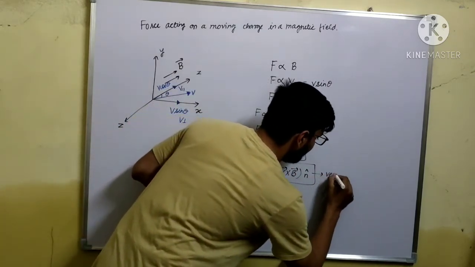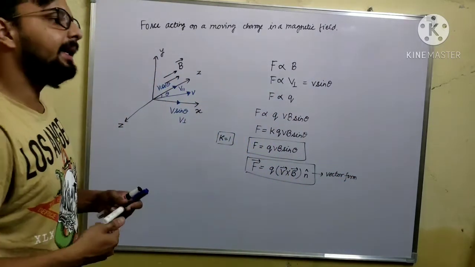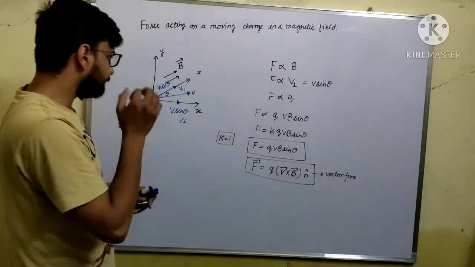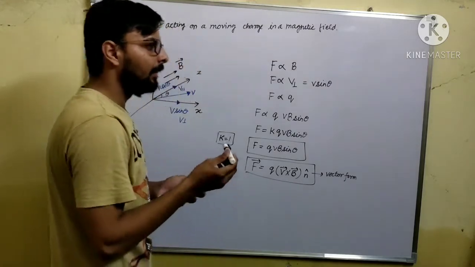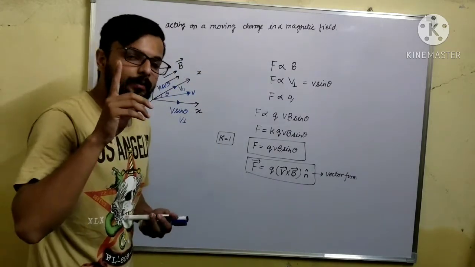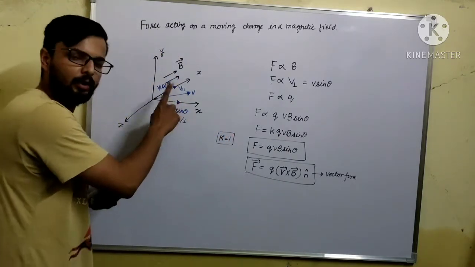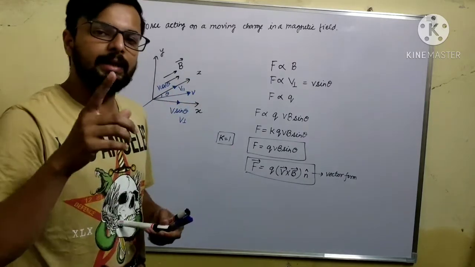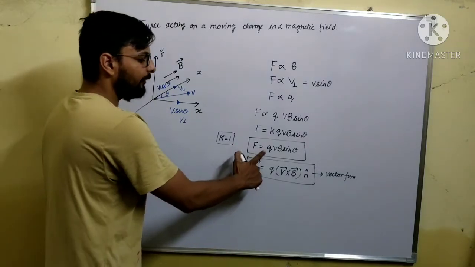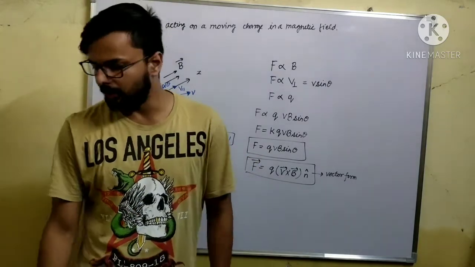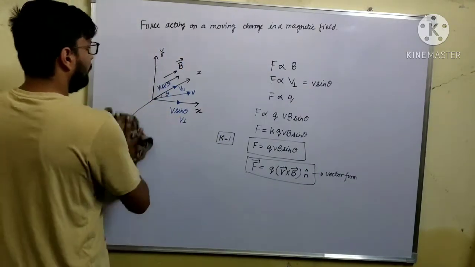This formula is the vector form. Any charge which is moving at some angle theta in a magnetic field, moving with velocity v, will definitely experience a force equal to F equals QVB sin theta. So we will take three cases here.